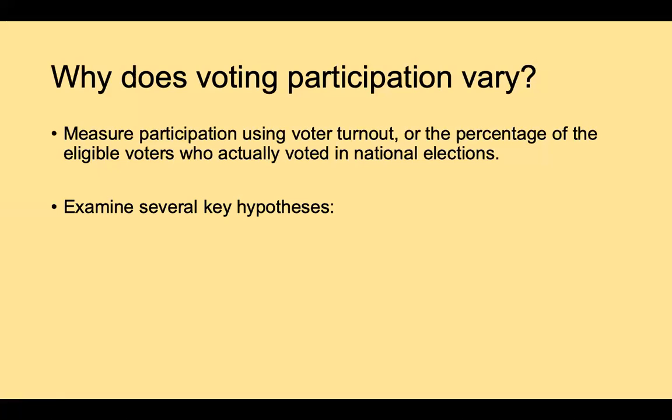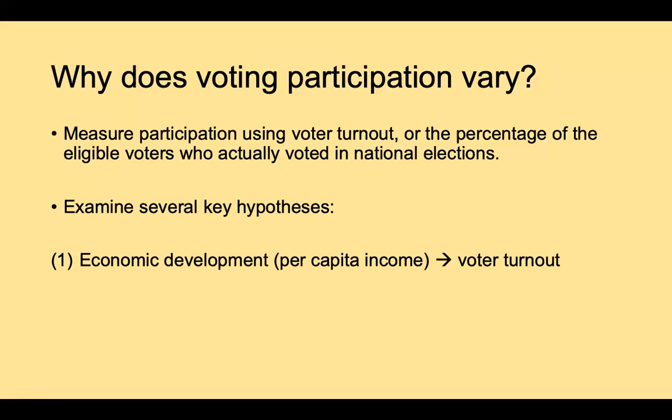So we'll examine several key hypotheses that come from the literature on voter participation in comparative politics. The first one comes from modernization theory. This is something we're already familiar with, the role of economic development in shaping politics. The hypothesis here is pretty straightforward. More developed countries will have higher levels of turnout, and we'll measure development in terms of per capita income, right? So basically just income level on an individual basis.